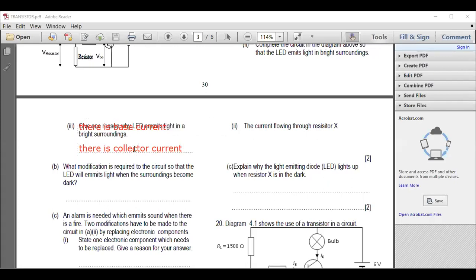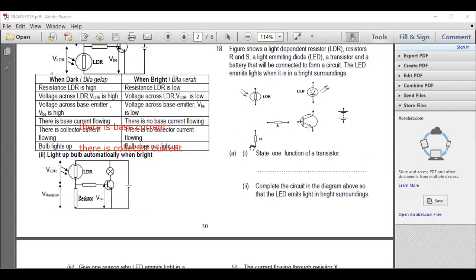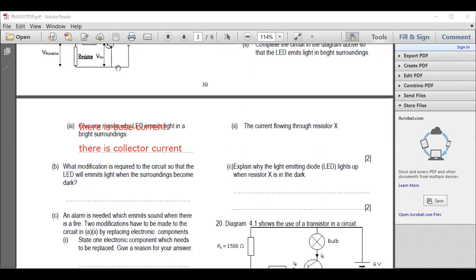Okay, next. What modification is required so that the LED emits light in a bright surrounding, right? You have to switch lah. Let me just say switch the position between LDR and R.